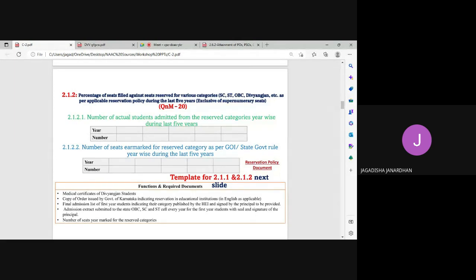Our institution is a private institution. So how to put the data for this? These type of questions and dilemmas will be there. So to reduce or to avoid these type of things.